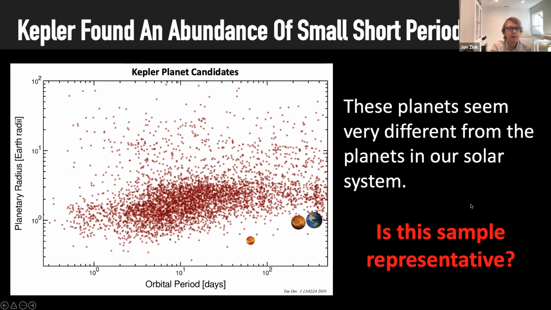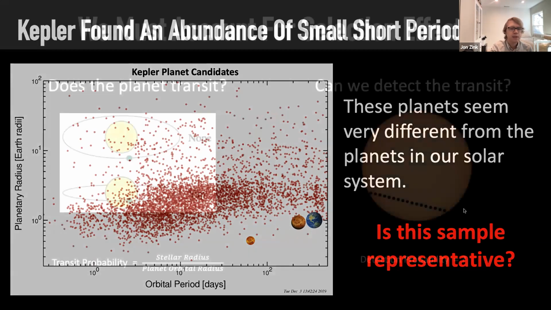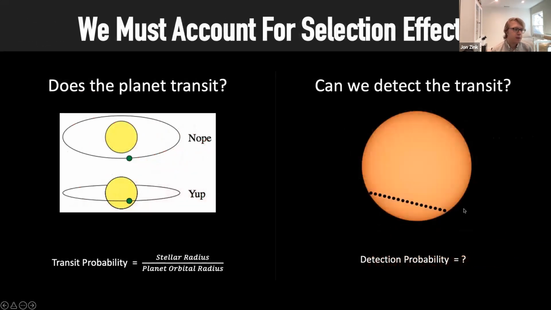And to really account for that, we have to think about the selection effects that are inherent in this sample. And so there's two big things we need to think about. The first one is understanding whether the planet is transiting or not. Clearly for a transiting planet, you need the orbits to line up with our line of sight so that it blocks some of the light from the star. And this can be calculated analytically. It comes down to a pretty simple formula. The transit probability is essentially the stellar radius divided by the planet's orbital radius. That gives you some probability of the planet actually transiting.